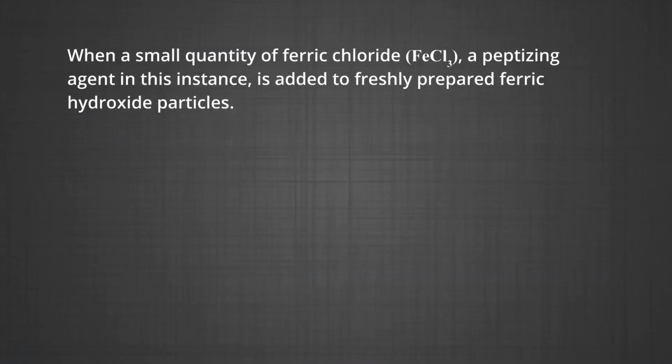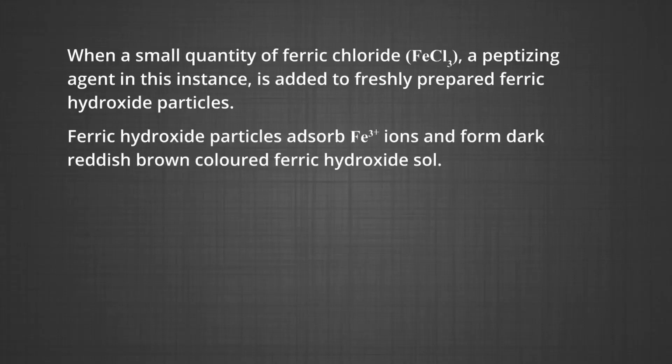These repel each other and ultimately lead to the breakup of the precipitate into smaller particles of the size of a colloid. When a small quantity of ferric chloride, that is a peptizing agent, in this instance, is added to freshly prepared ferric hydroxide particles, the ferric hydroxide particles absorb Fe3+ ions and form dark reddish brown colored ferric hydroxide sol.